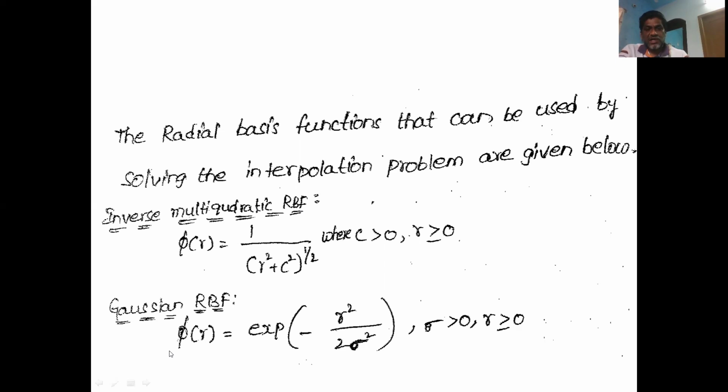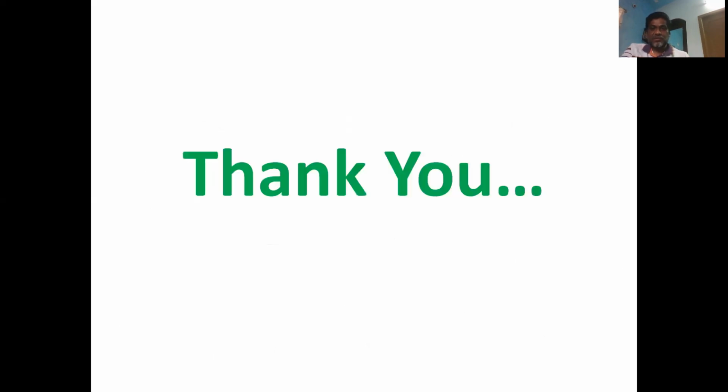The other possible RBF that can be used for solving the interpolation problem is the Gaussian RBF, which is defined like this: phi of R is equal to e power minus R square by 2 sigma square, where sigma is greater than 0 and R is greater than or equal to 0. Here sigma acts as the standard deviation, and R is the input pattern that we are considering. So the input pattern R can be mapped to a high dimensional space by using this formula also. These are the two possible variants of radial basis functions which can be used in solving interpolation problems.